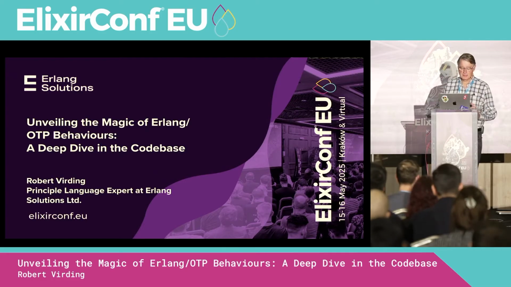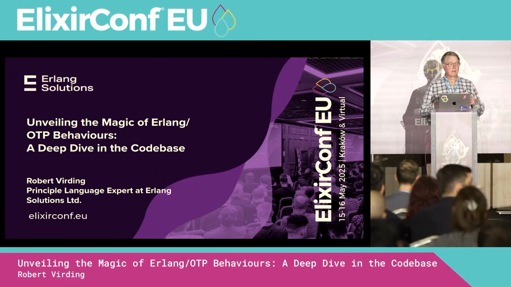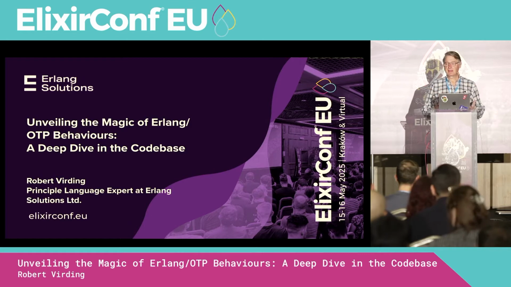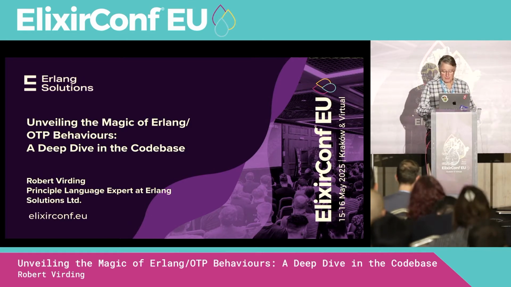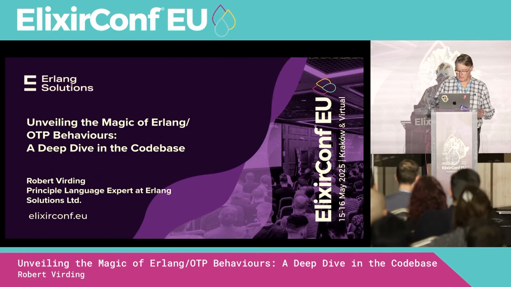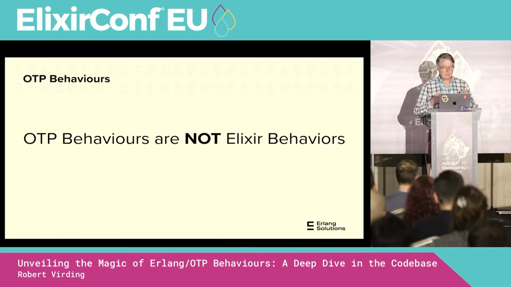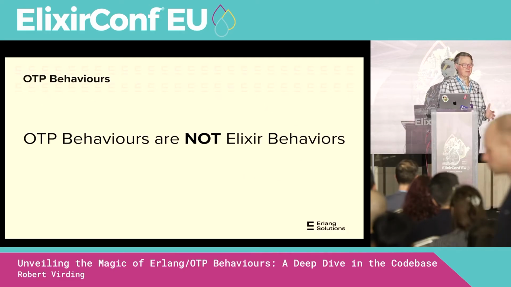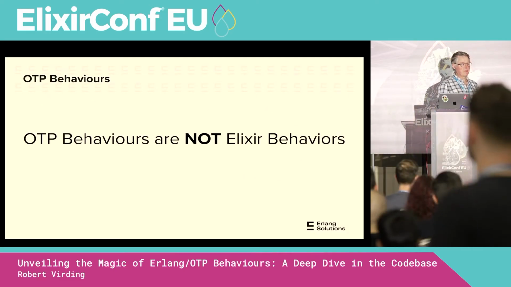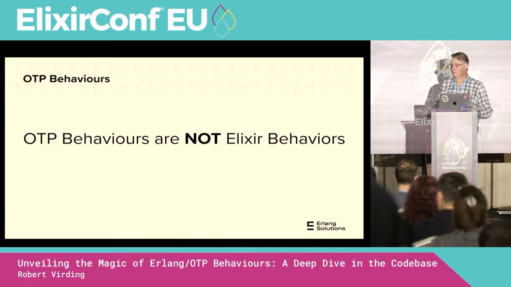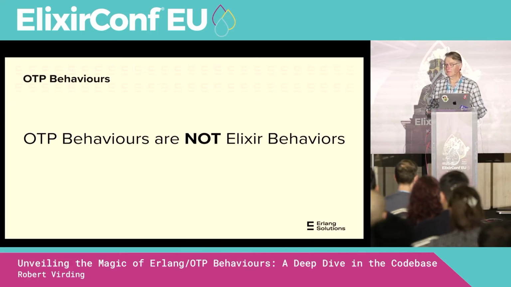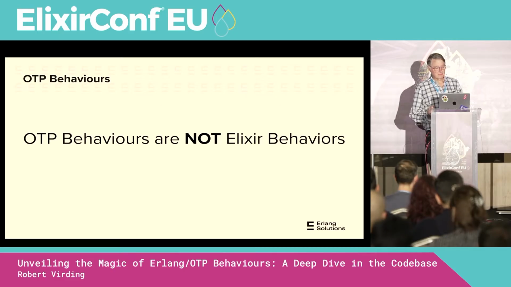So I'm going to talk a little bit about OTP and how you're actually accessing it and using it, even when you don't know about it. Okay. So what I first want to start off with is that OTP behaviors are not Elixir behaviors. If you look in the Elixir documentation, they've got something called behaviors, and that's not exactly the same as OTP behaviors. Right? So you have to be very careful not to get them mixed up.